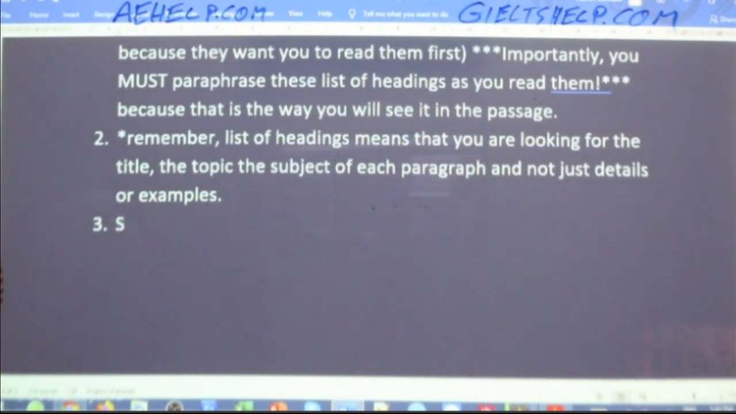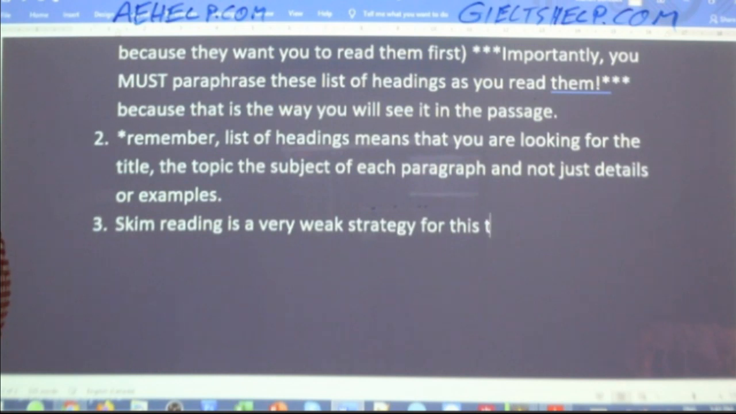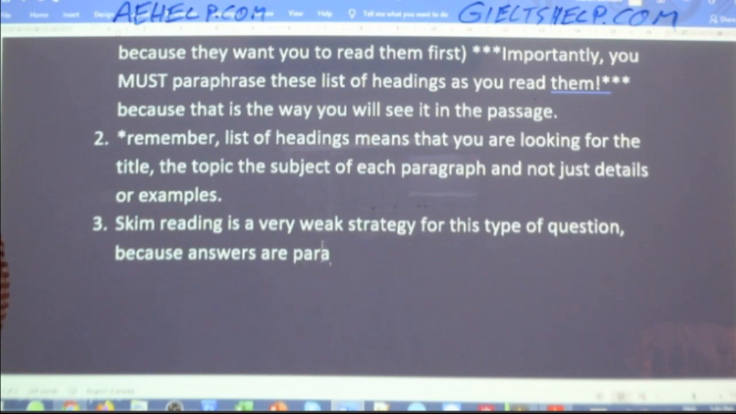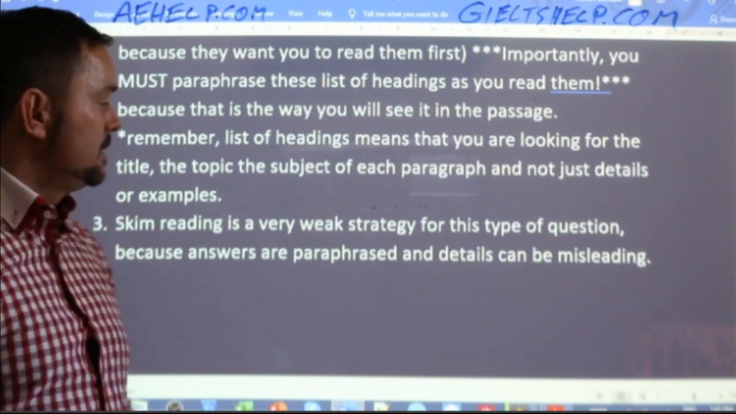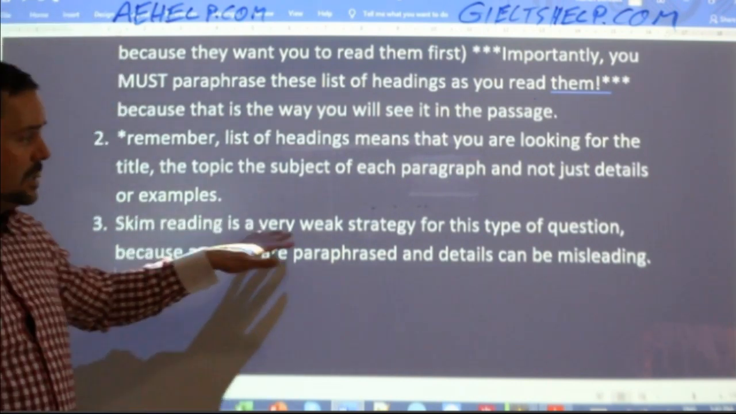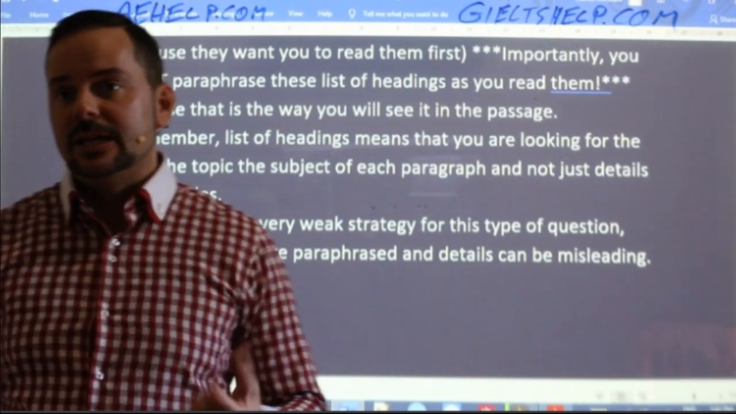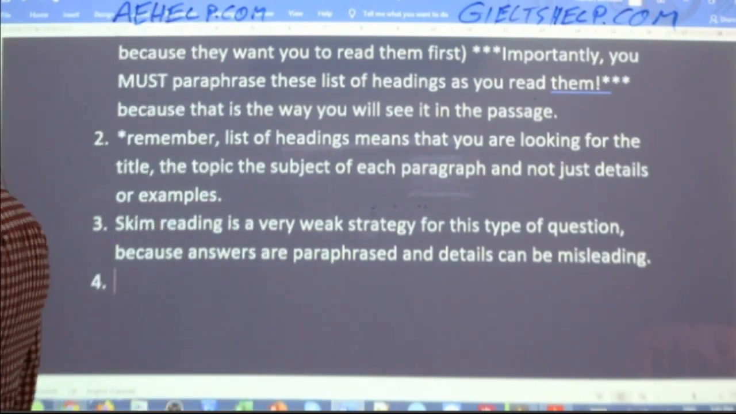So skim reading is a very weak strategy for this type of question. Does that make sense? Because answers are paraphrased and details can be misleading. I hope that makes sense, members. So does it make sense why skim reading is quite a weak strategy? You do actually have to read for this. All right.